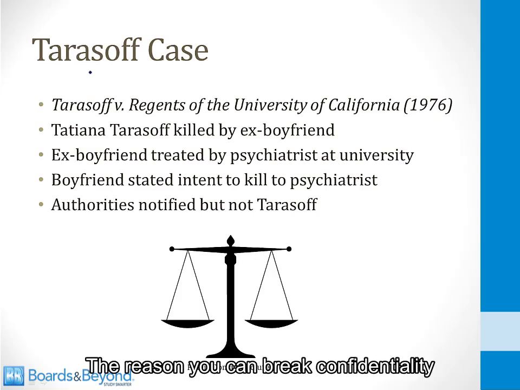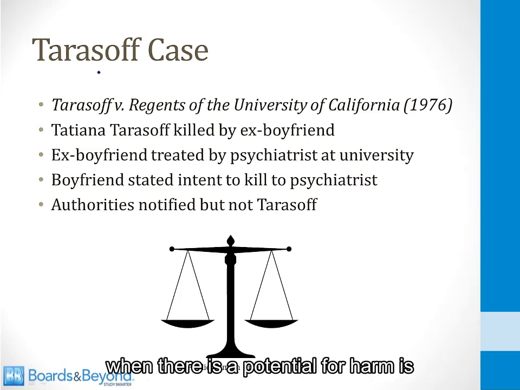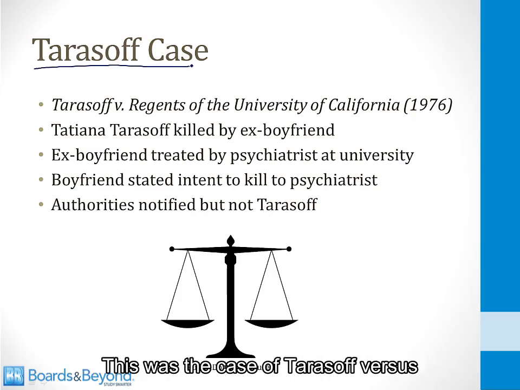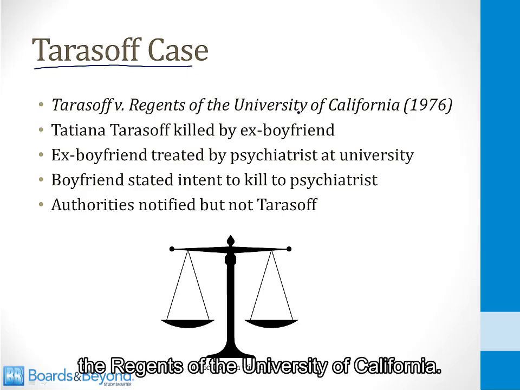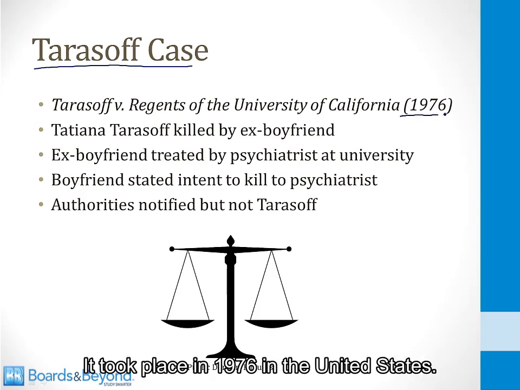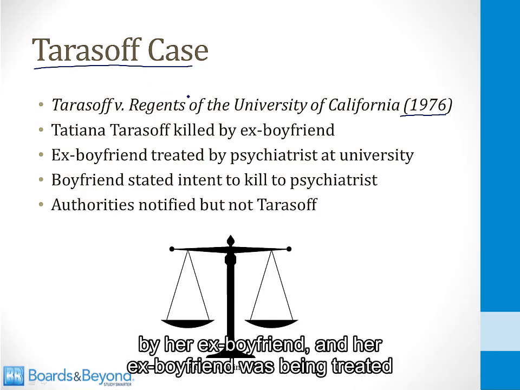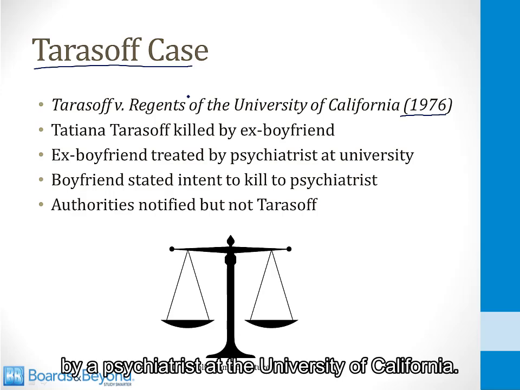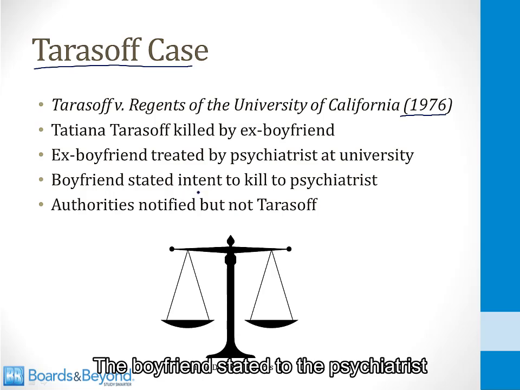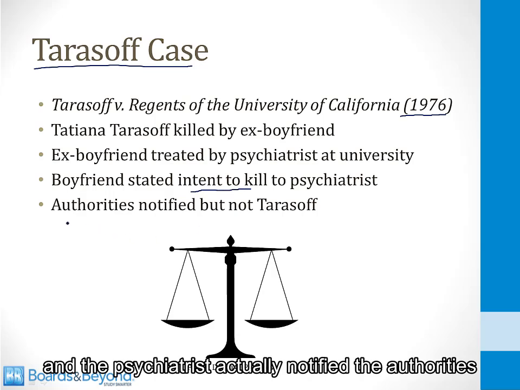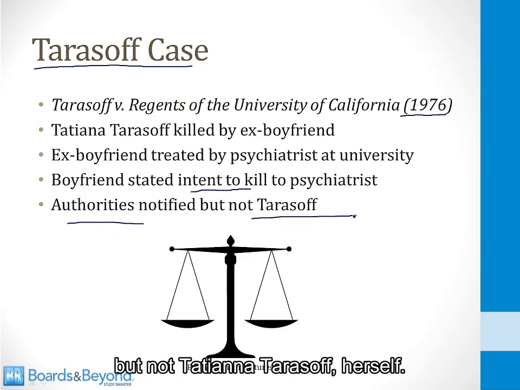The reason you can break confidentiality when there is a potential for harm is because of a famous U.S. court case called the Tarasoff case. This was the case of Tarasoff versus the Regents of the University of California. It took place in 1976 in the United States. In this case, a woman named Tatiana Tarasoff was killed by her ex-boyfriend, and her ex-boyfriend was being treated by a psychiatrist at the University of California. The boyfriend stated to the psychiatrist that he intended to kill Tatiana Tarasoff, and the psychiatrist actually notified the authorities, but not Tatiana Tarasoff herself.